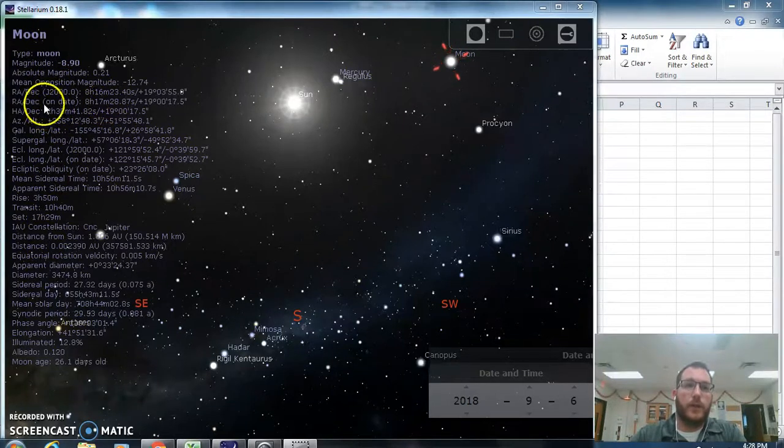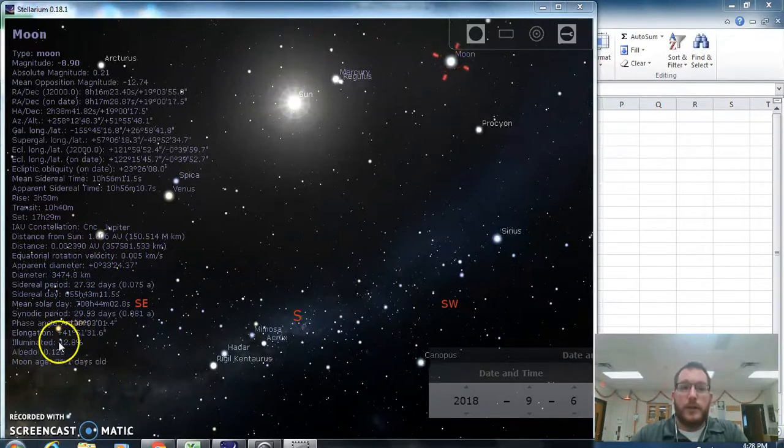Some of the things that you're going to find are the right ascension, and it doesn't matter which one you use as long as you're consistent. I usually use the on-date one. You have the constellation that it's in. You have the distance, and you probably want to have it in kilometers. If you write it in astronomical units, then you'll have another conversion factor that you'll need to put on there.